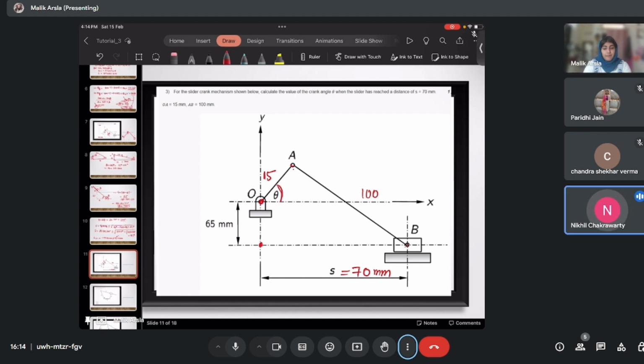Ma'am, 179 degree. 179, I guess it's not correct. You might be making some mistake. Anybody else? 1.05. I think 1.05. Can you explain how you are doing it? With the formula. Okay, what is the formula?